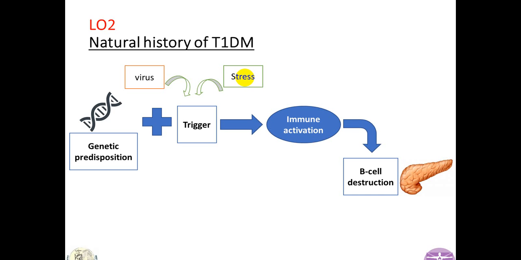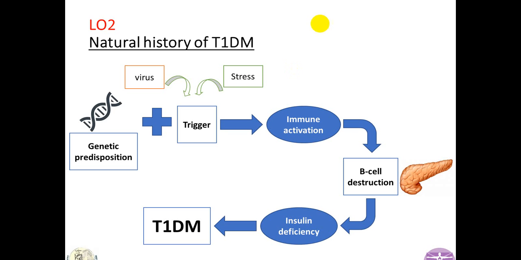These autoantibodies and cells will attack the beta cells of the pancreas that are responsible for secretion of insulin and will destroy these beta cells, and therefore there will be no more insulin and there will be a state of insulin deficiency, and at the end it will result in frank type 1 diabetes mellitus.